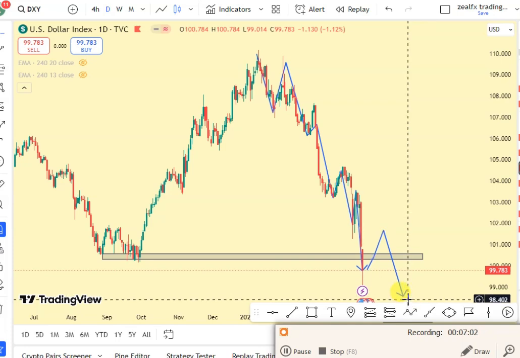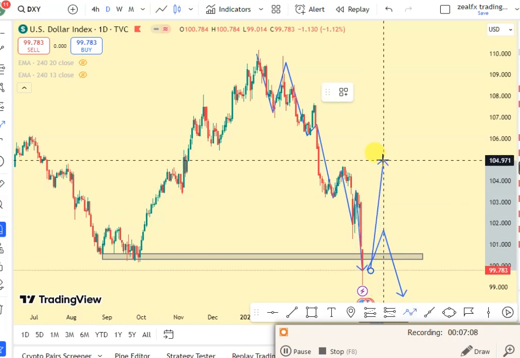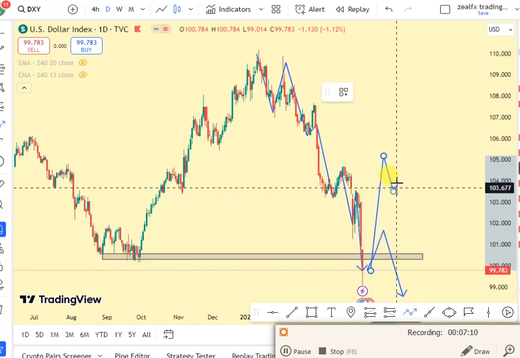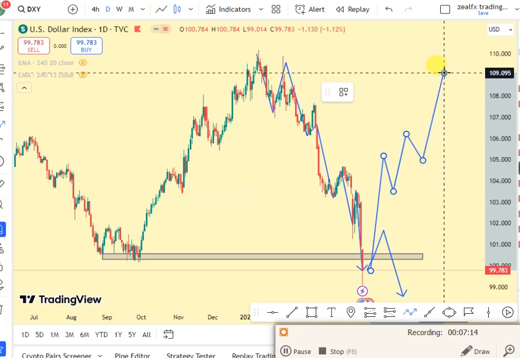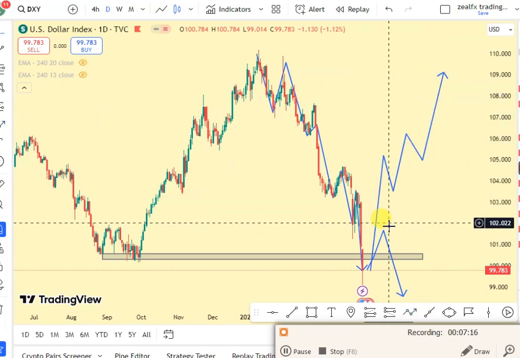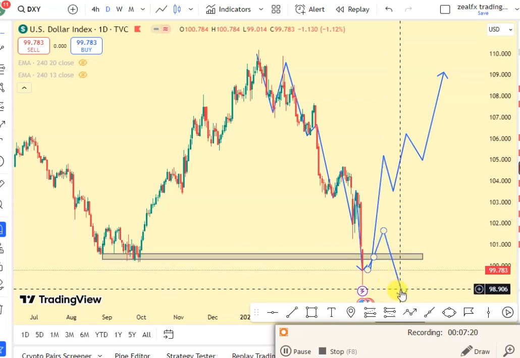So let's look at our buy scenario for the DXY. For us to buy the DXY, we expect price to break out of this high and do a retest, then start looking for a buy scenario on the DXY. So DXY on our daily chart this week still remains a bearish trend for us.